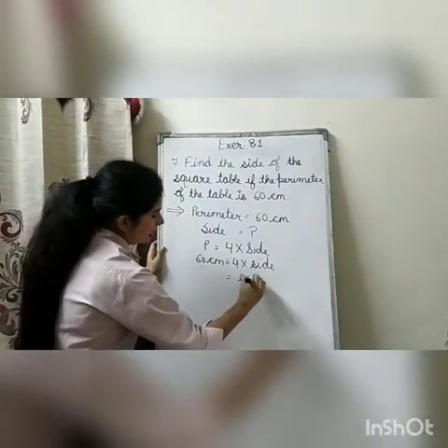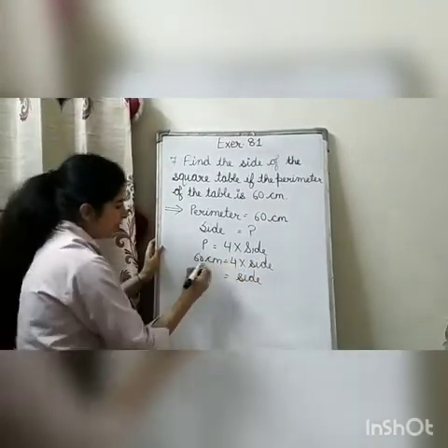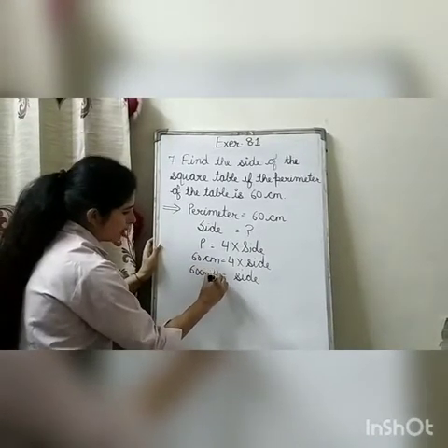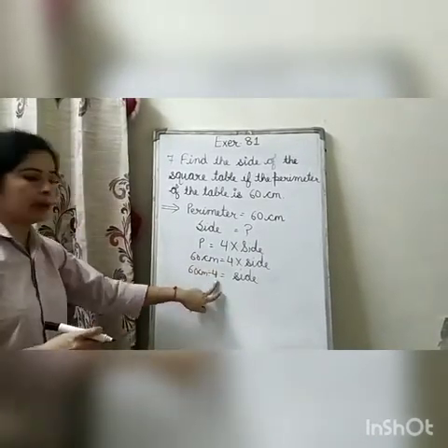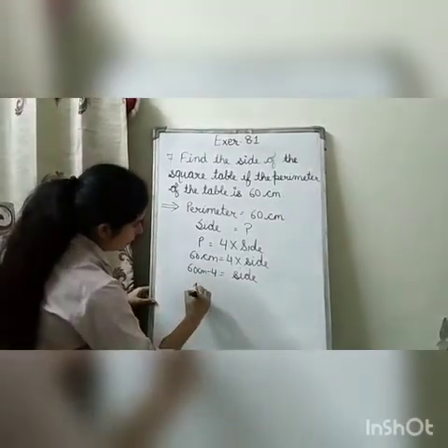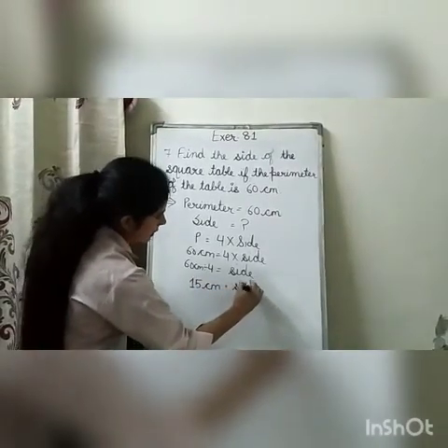Keep side on one side, and the 4 which is in multiply will come in divide on this side. 60 centimeter divided by 4. Fine. It will be 15 centimeter is equal to side.